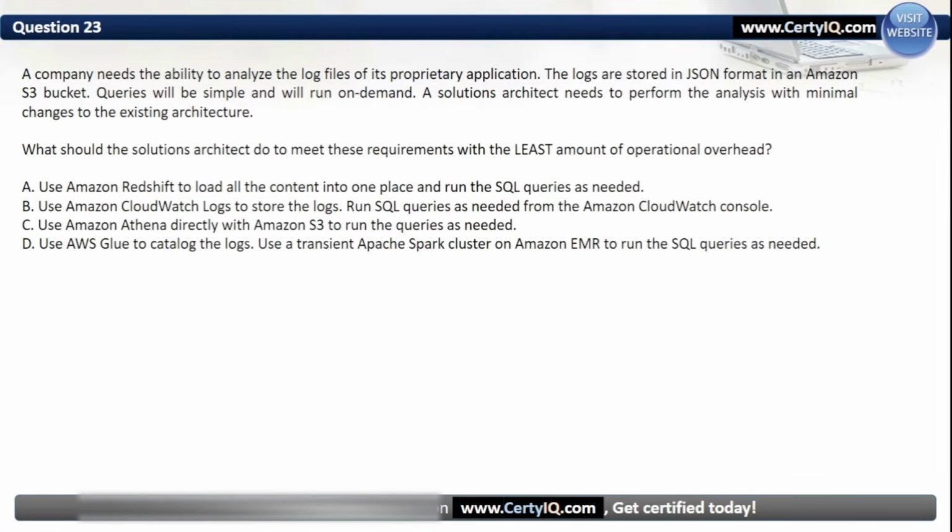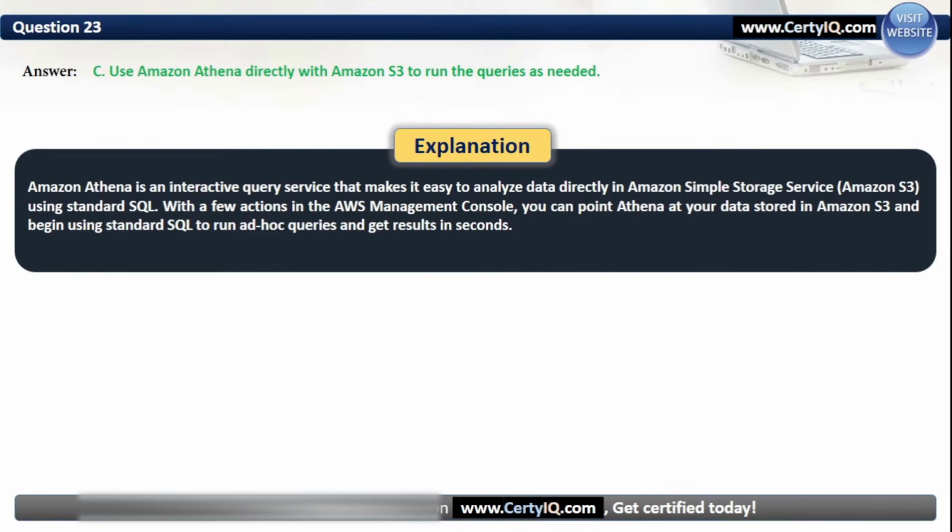The correct option among all these is C. Amazon Athena is an interactive query service that makes it easy to analyze data directly in Amazon Simple Storage Service using standard SQL. With a few actions in the AWS Management Console, you can point Athena at your data stored in Amazon S3 and begin using standard SQL to run ad hoc queries and get results in seconds.